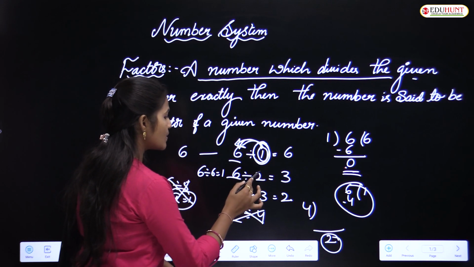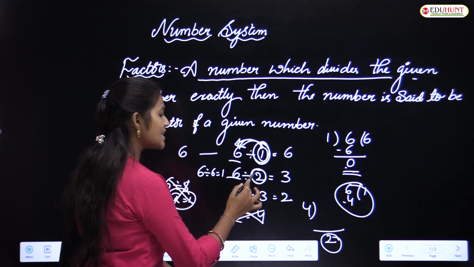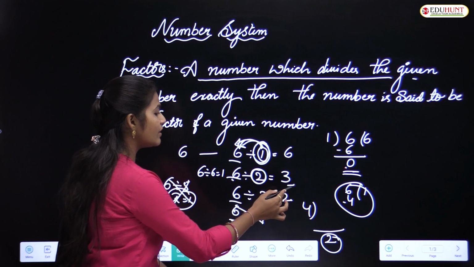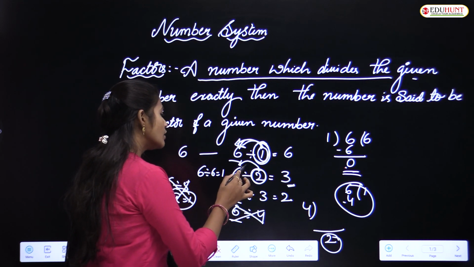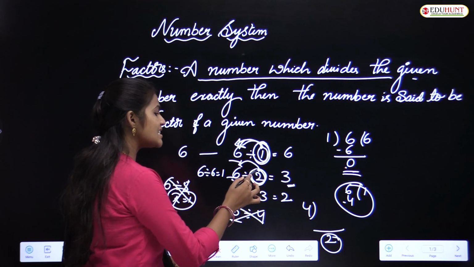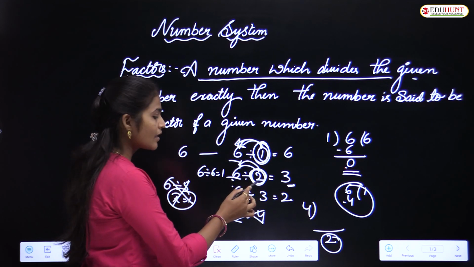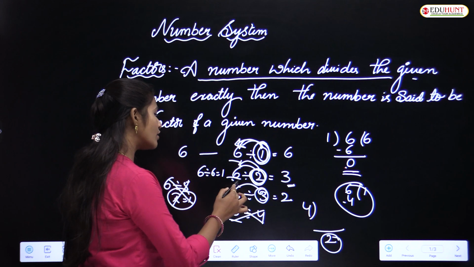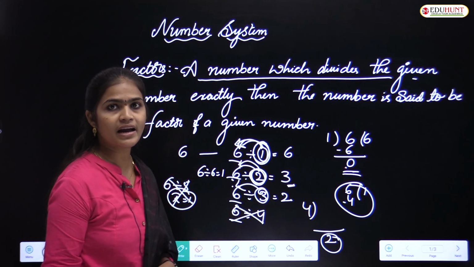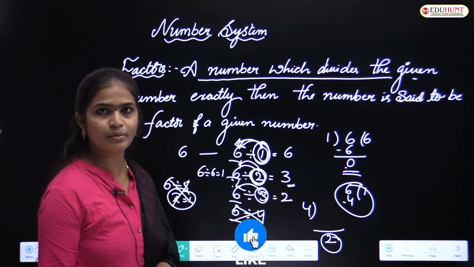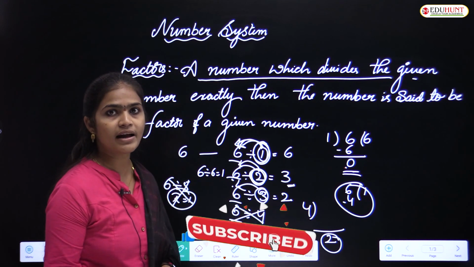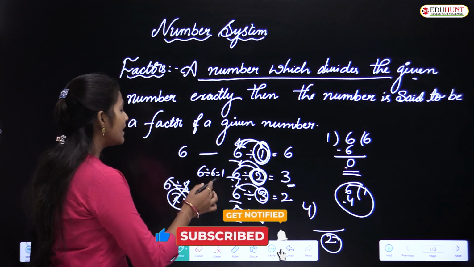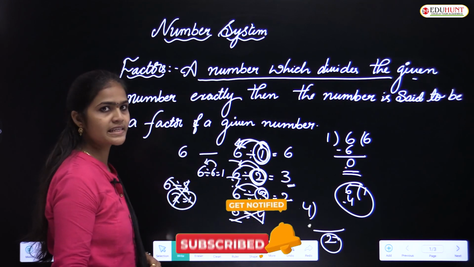Come to this one: 2 also divides 6 exactly, and we get the quotient 3, so 2 times 3 is 6. So 2 is a factor of 6 and 3 is a factor of 6. And 4 is not a factor of 6, because we are getting a remainder. Next, 5 is also not a factor of 6. Next, 6 is a factor of 6.